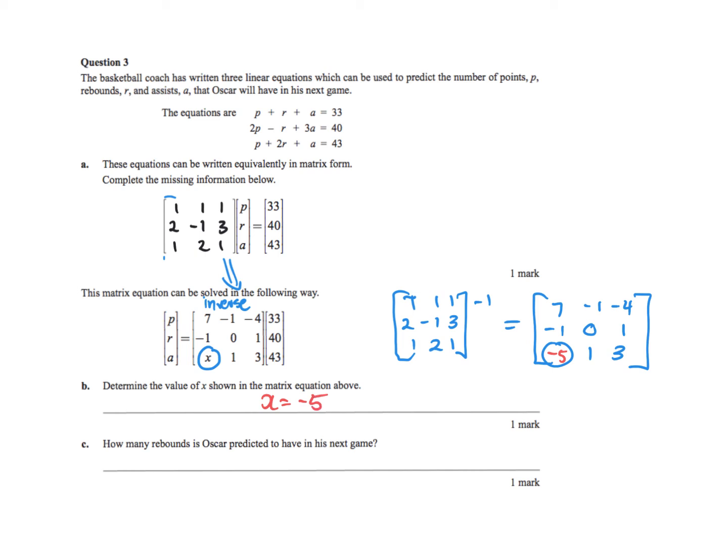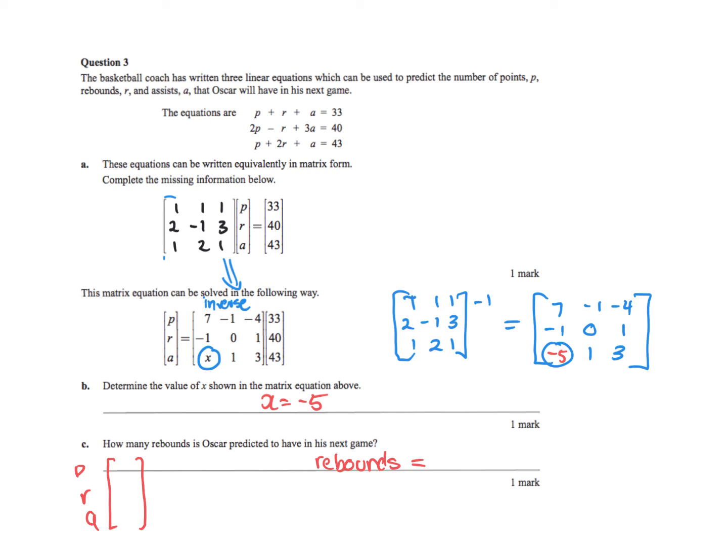And then how many rebounds? So you're just going to work that out and times it. You'll get an answer for your P, R, and A, but you only have to quote what the rebounds is. So rebounds equals.